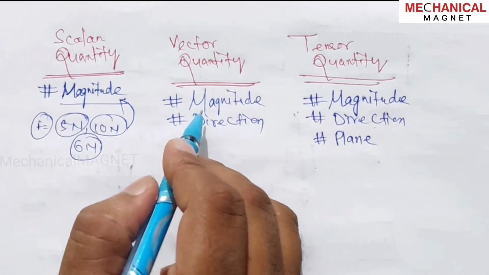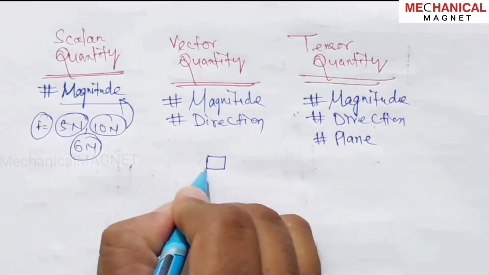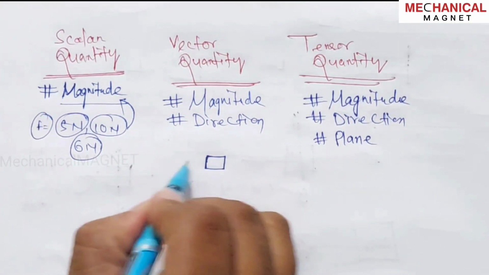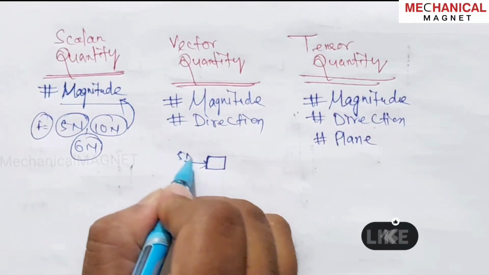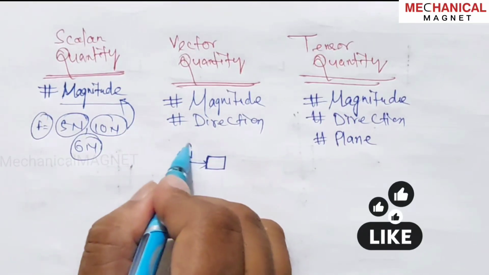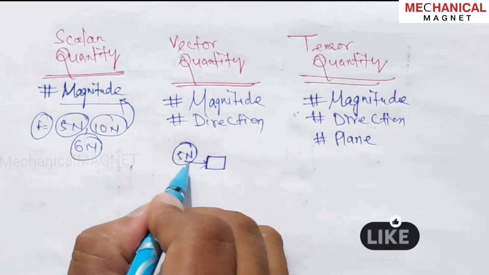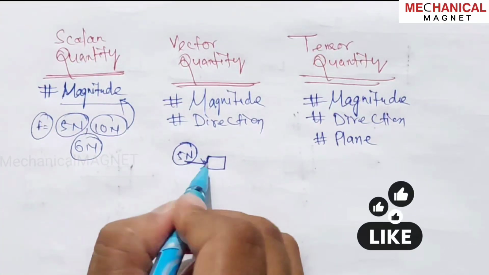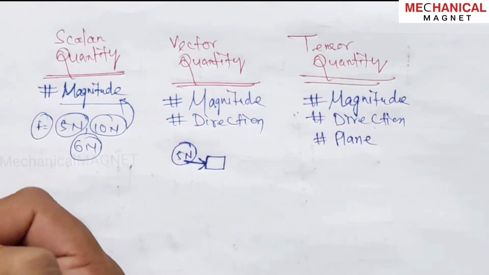And what is the magnitude and direction? Means a body is there, you can see here. For this body the force is acting 5 Newton. Okay, means a size is there, means magnitude is there, and for this body the force has a direction like this way. So this is the direction.